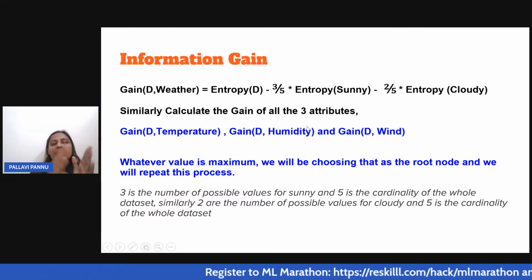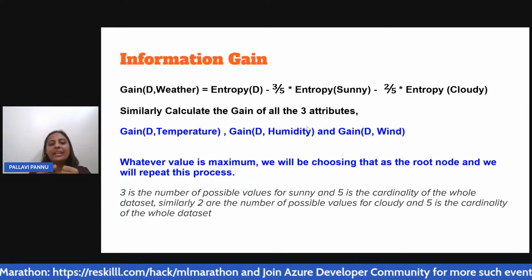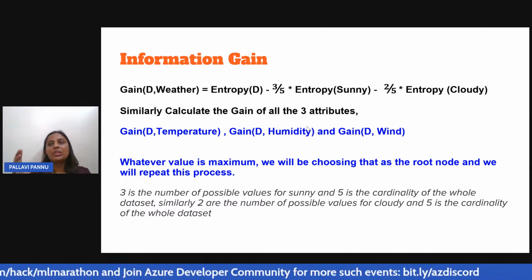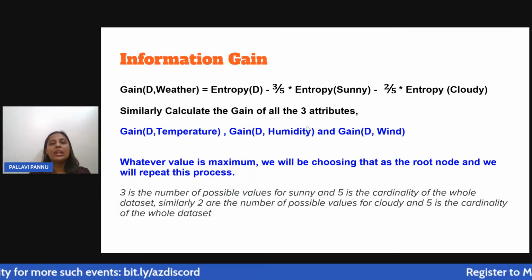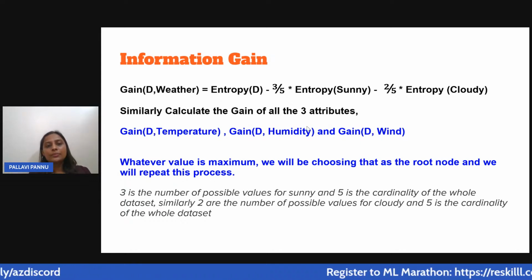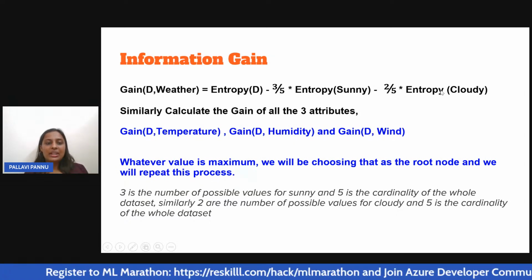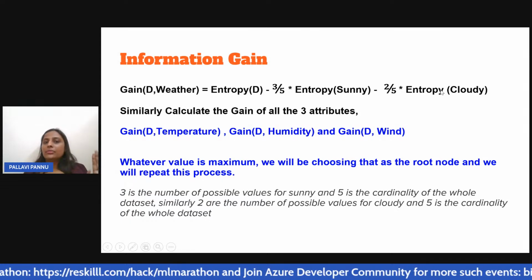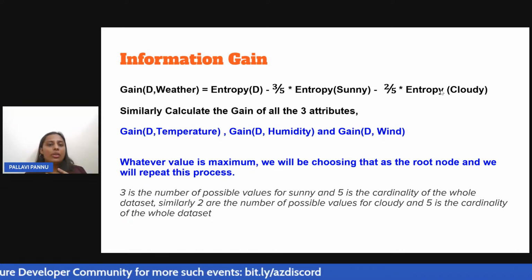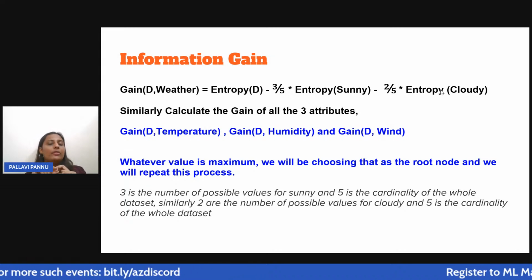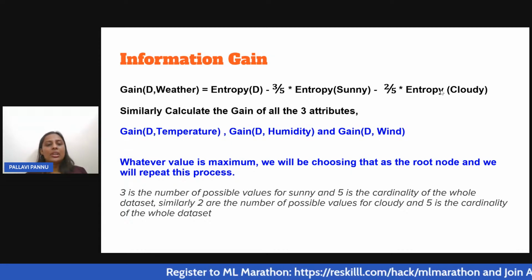Now you will be calculating the gain of all the three attributes. First you calculate the gain of temperature, next the gain of humidity and the wind. Whatever value is maximum for the information gain, that split is better, because information gain is how much information I'm getting by doing this split. This is a simple formula, so don't get confused by the equation I have written. Just keep two things in mind: I'll be calculating the entropy of every column in the data set, and wherever the entropy is lower, I'll choose that column for the split. So that's all about the information gain.